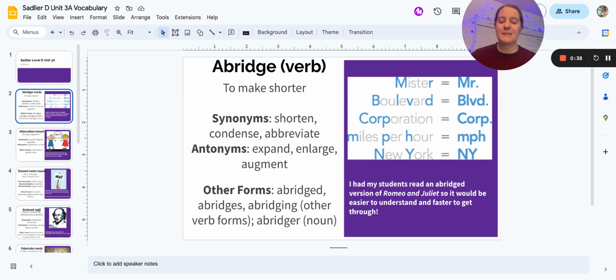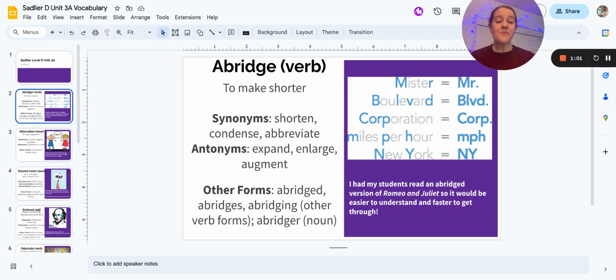Your antonyms are expand, enlarge, and augment. Your other forms of the word, abridged, abridges, and abridging, are your other verb forms. And abridger is your noun form. And in that image there, you can see we are abridging the length of certain words by abbreviating them. We are shortening them. We're using the letters to make acronyms, whatever the case may be.